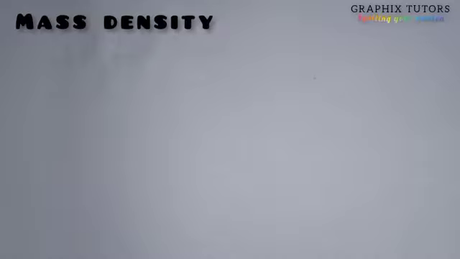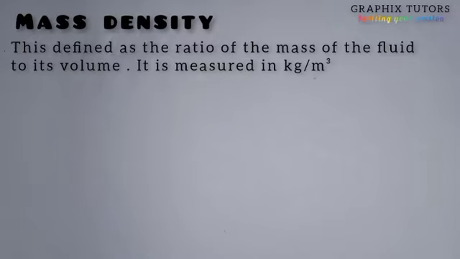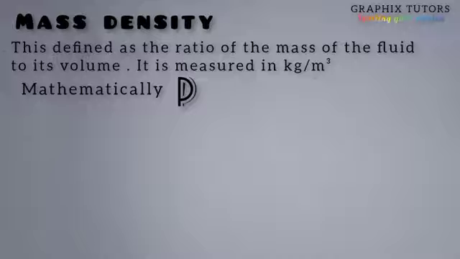Now I will start with the mass density, which is also called the specific mass. It is represented using the small letter m, and it is defined as the ratio of the mass of the fluid to its volume. It is measured in kilogram per meter cube. Mathematically, we say that the density, with the symbol rho, is given as the mass over volume. That is the first property.